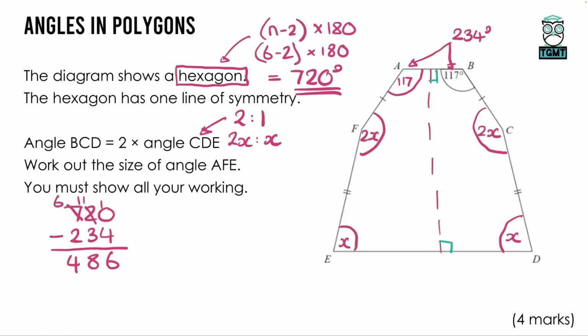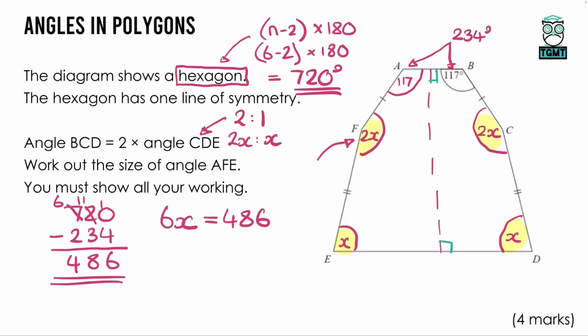So we have the 2x plus 2x is 4x, plus 1x is 5x, and plus another is 6x. So we have 6 x's that equal this total 486. Now once we have solved this little equation to find the value of x, we'll be able to find the size of angle AFE, which is this particular 2x here, by just timesing our answer by 2. So I'm going to start by dividing by 6 to find the value of 1x.